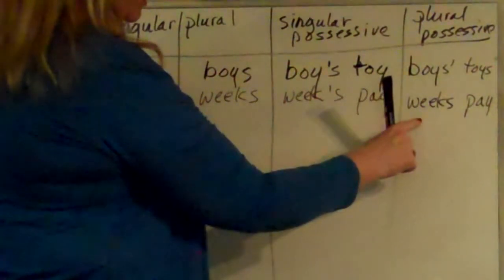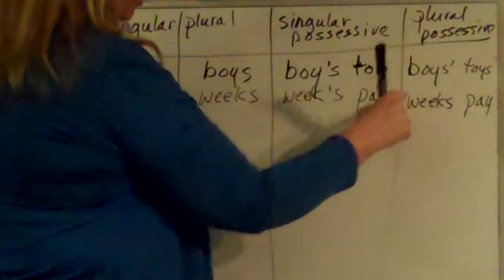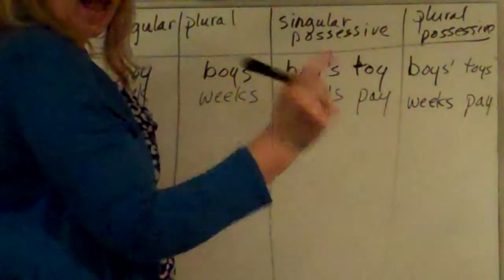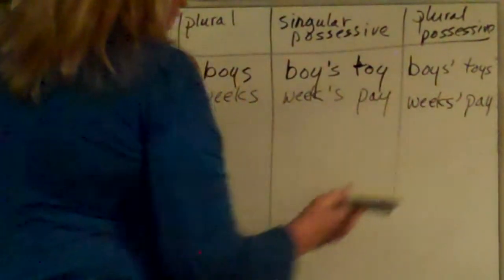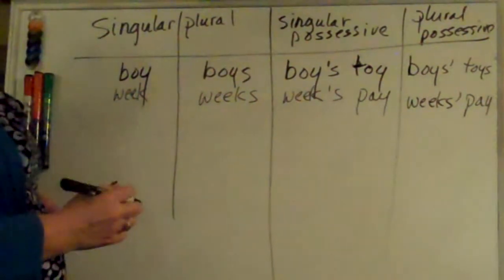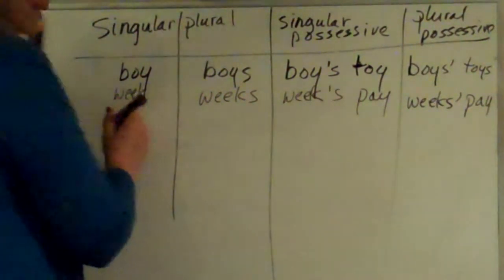I'm going to do the same thing that I did before. I look at my plural form. If it ends in S in the plural, then to make it possessive, all I have to do is add the apostrophe. Okay? Let's try child.